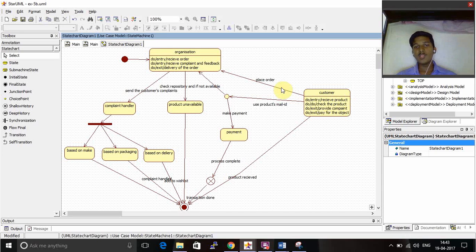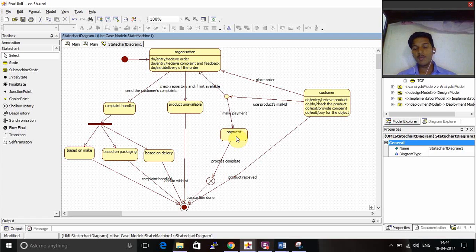If they receive the product, then place order. It will be coming from the organization, so the customer will get the place order. And next, check for the products. The product will be mailed through the user's product mail, and the organization will give the product. And next is make payment. For make payment, we will go to the block payment.